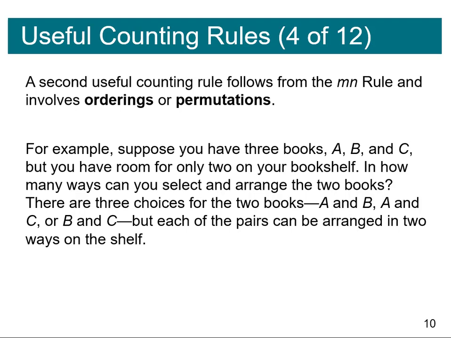There are 3 choices for the 2 books: A, B; A, C; and B, C. So in other words, you could choose books A and B. That would mean leaving out C. Or you could just choose A and C, which would mean leaving out B. Or you could choose these 2. Okay? But each of the pairs, so A and B, for example, can be arranged in 2 ways on the shelf. You could put A first and then B on the shelf, or you could put B first and then A on the shelf.